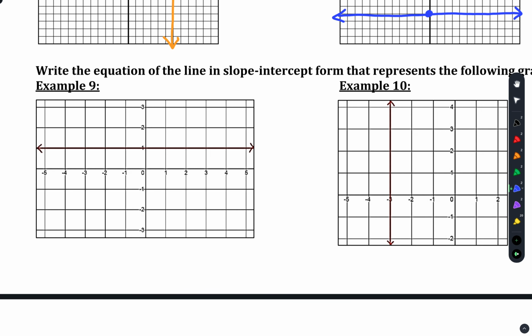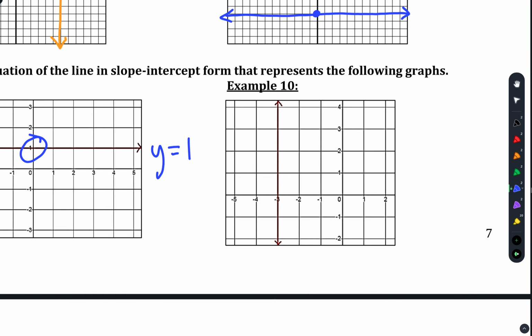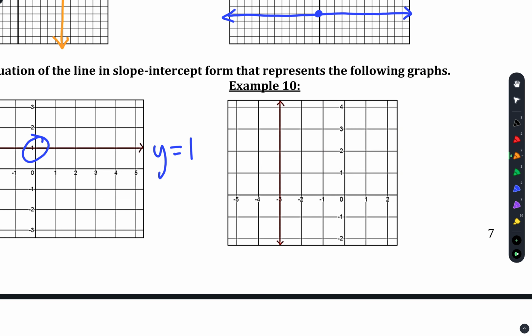Okay, 2 more. I have a horizontal line here. What equation do I write for this line? Exactly. I know it's y equals 1 because a horizontal line uses HOI, and I know it's at 1 because it passes through 1. What about for this one? Perfect. X equals because it's a vertical line, -3 because it passes through -3.